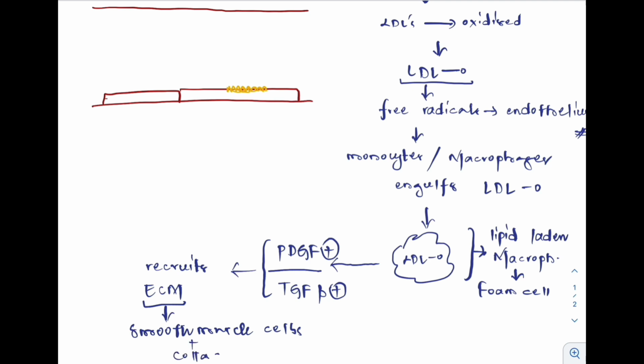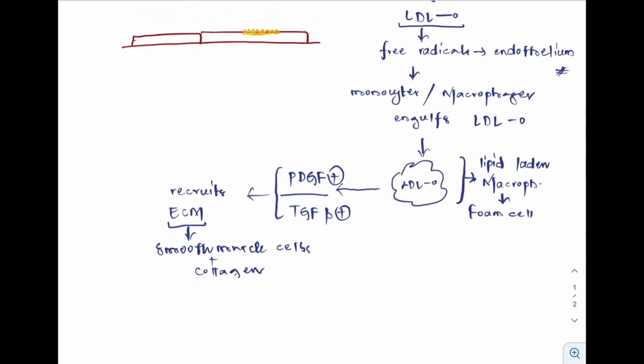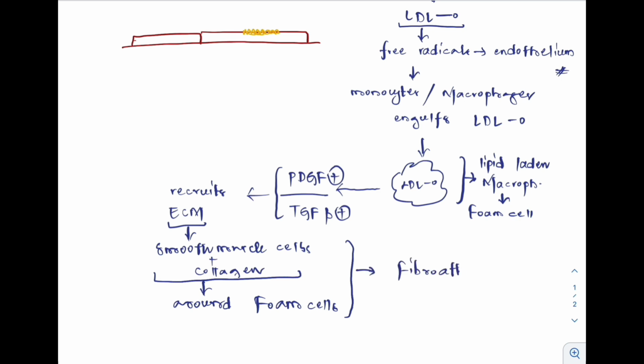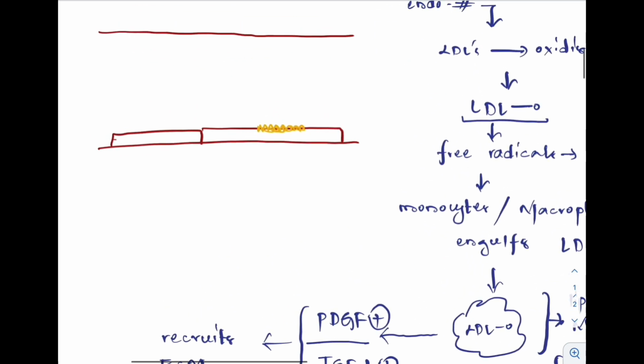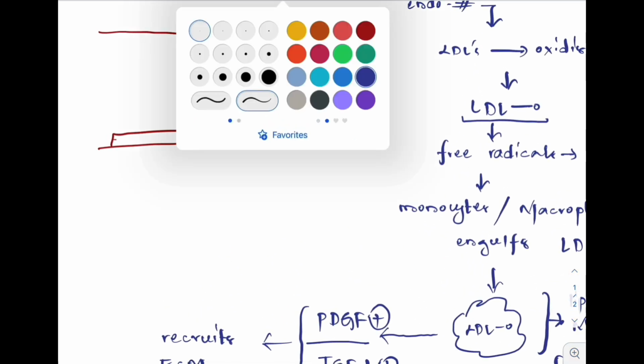Now, these smooth muscle cells and collagen will surround the foam cells. The smooth muscle cells, collagen, and the foam cells together are called Fibro Atheroma. These 3 things together are called Fibro Atheroma. Now we will recap once again diagrammatically.